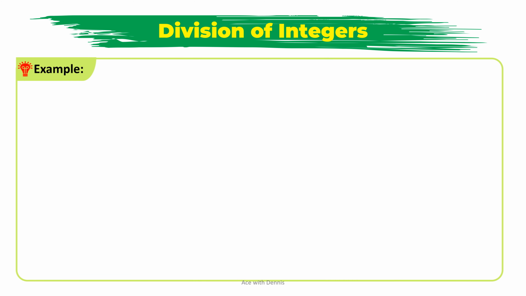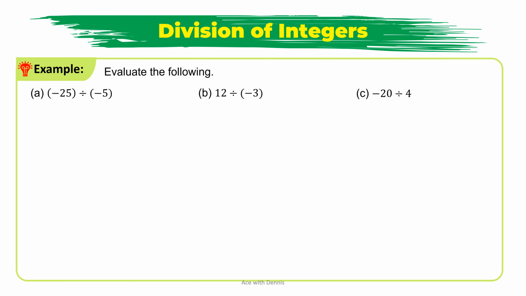Let's see this example. Evaluate the following. A. Negative 25 divided by negative 5. B. 12 divided by negative 3. And C. Negative 20 divided by 4.